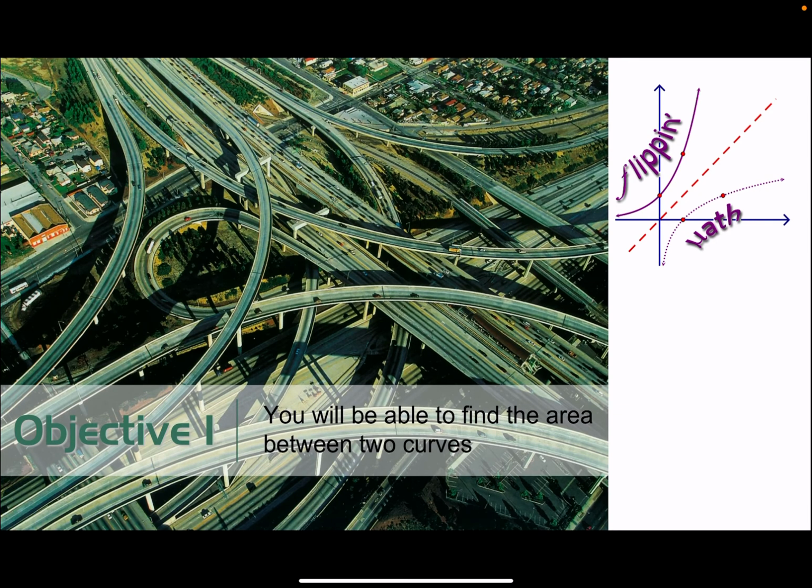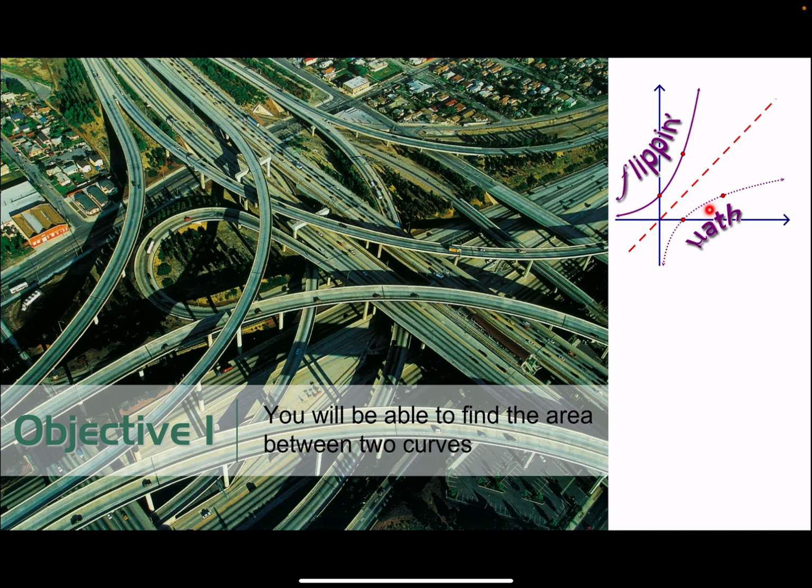Our objective for this lesson is being able to find the area between two curves. If you think of these streets as if they are curves that are being graphed on the coordinate plane, we just want to find the area of this strange region. Now, of course, in the last unit, the only thing that we were concerned about is finding the area underneath one curve bounded by the x-axis.